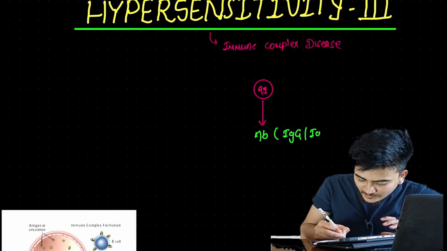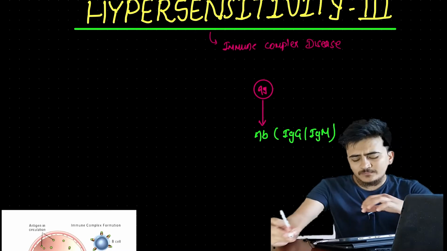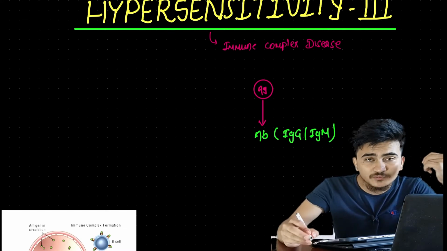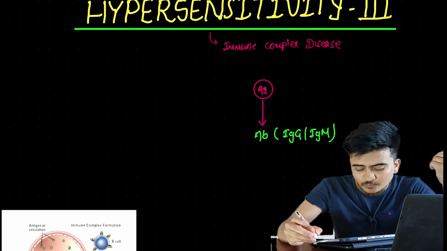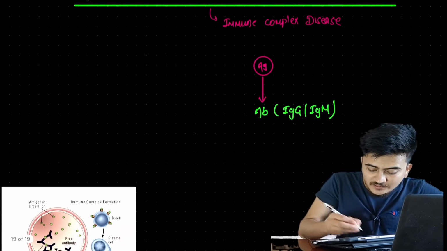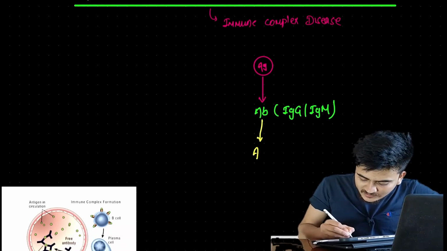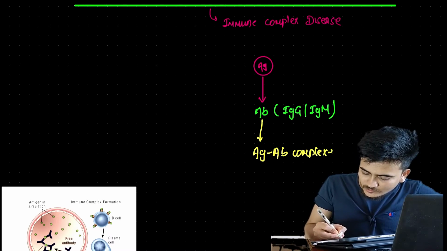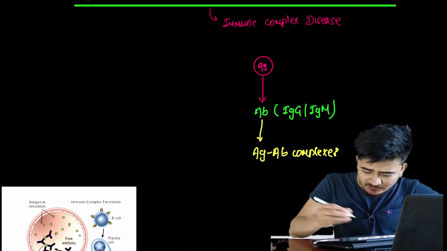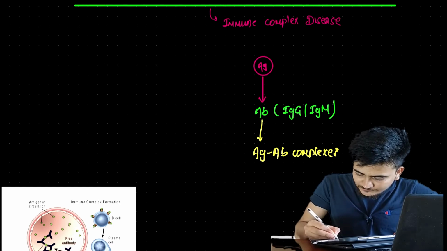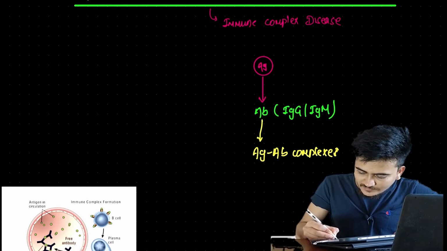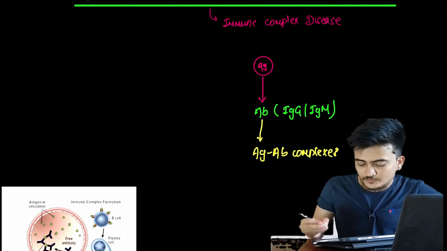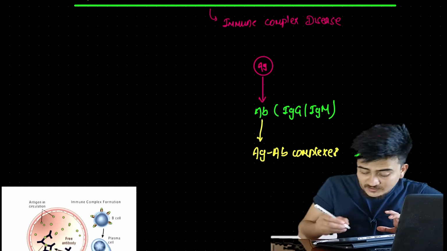The antibodies that are produced here are IgG and IgM. As there will be the production of antibody, these antibodies will react with, or form cross links with, the antigen, and they will form what? They will form antigen antibody complexes. This is our antigen, and this is our antibody. Now it will form antigen antibody complexes.